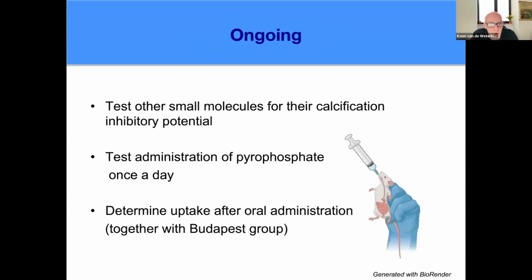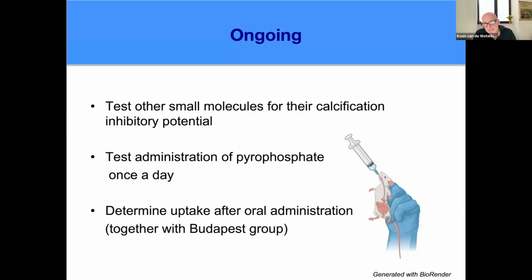So what's still ongoing is we are currently testing other small molecules like pyrophosphate for their calcification inhibitory potential. And we have identified some that are way more potent than pyrophosphate. And they are also, let's say, natural compounds. So that's really exciting. We also are testing what happens if we give the PXE mice a dose of pyrophosphate once a day.